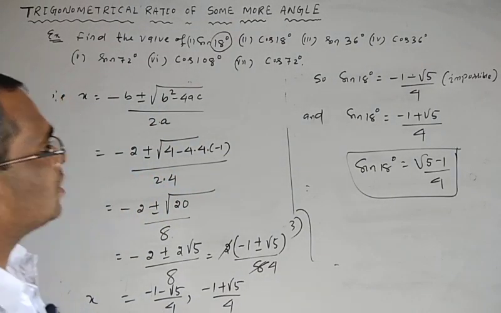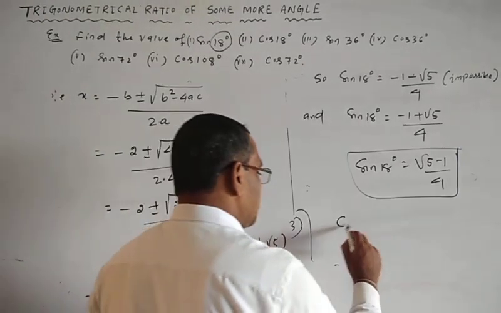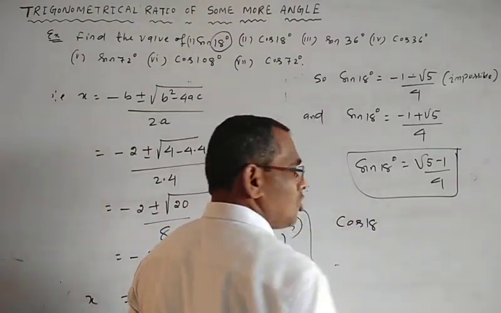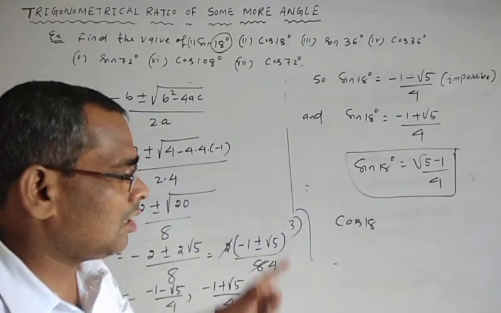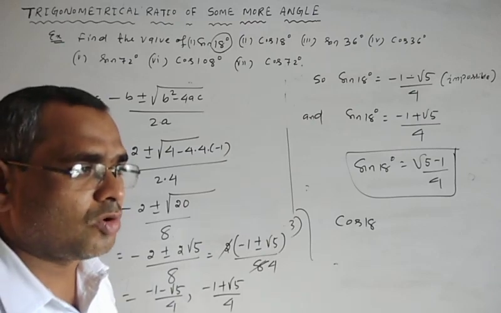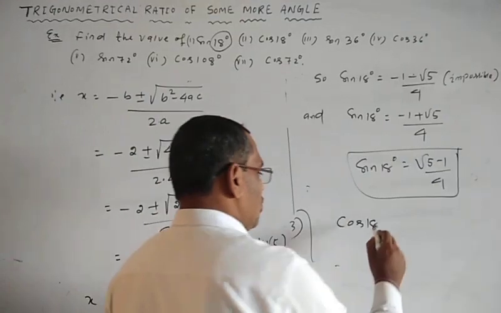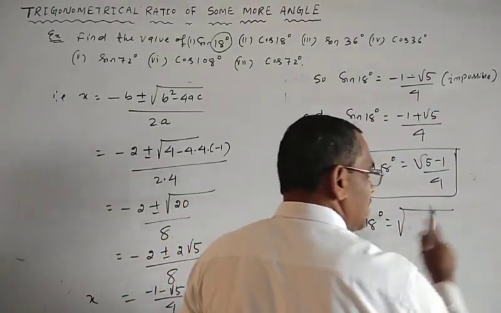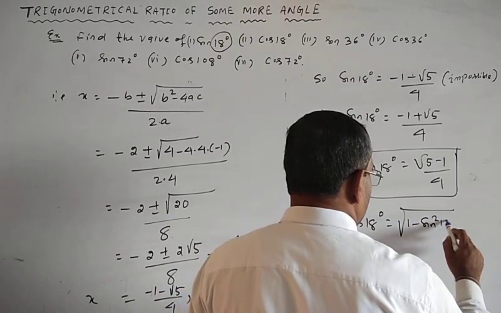Next we have to calculate cos 18 degrees. Cos theta is equal to plus or minus root over 1 minus sin square theta. But 18 degrees lies in the first quadrant. In the first quadrant all trigonometric ratios are positive according to the ASTC rule. So cos 18 degrees is equal to root over, taking the positive sign only, 1 minus sin square 18 degrees.